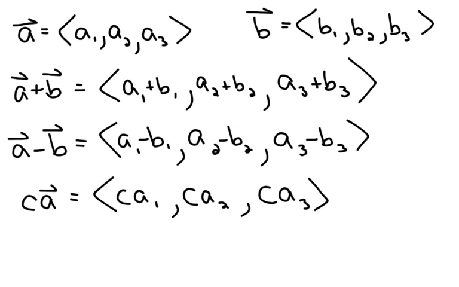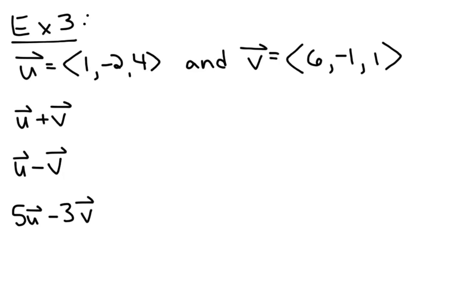If we have 2 vectors in 3 dimensions, we can add and subtract them and perform scalar multiplication just like we did in 2 dimensions. So you just add the x components, add the y components, add the z components, or subtract those components. If you're multiplying a number by a vector, you distribute it to every component inside the vector.